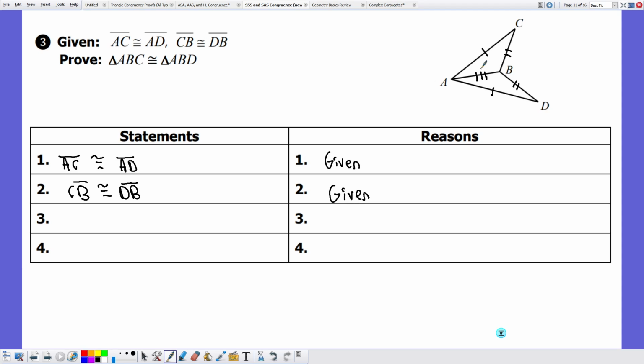So my third statement, this is a little weird, but it's going to be the fact that AB is congruent with AB. And this is just due to the fact that if we look at the triangles, triangle 1 has a side AB, triangle 2 has a side of AB, therefore they're the same. So that's our third pair. This is our first pair, second pair, third pair of congruent sides. And the reasoning for this is the reflexive property, where something is equal to itself. Reflexive property.